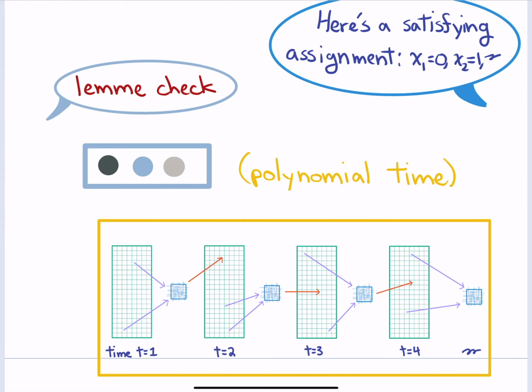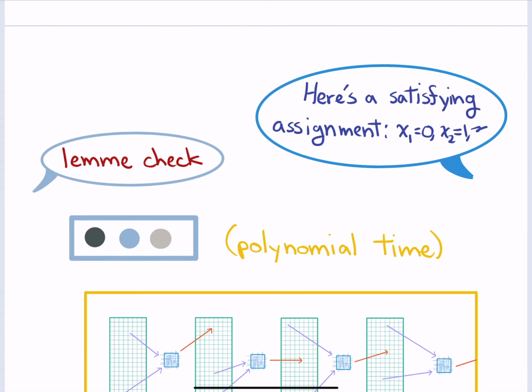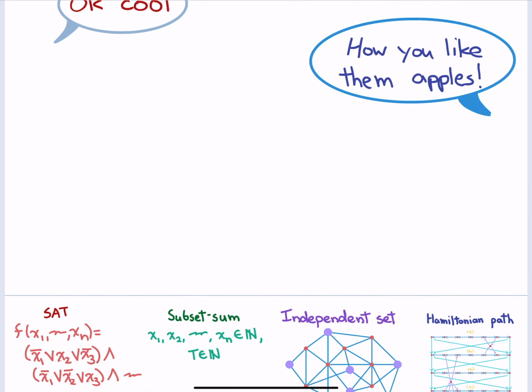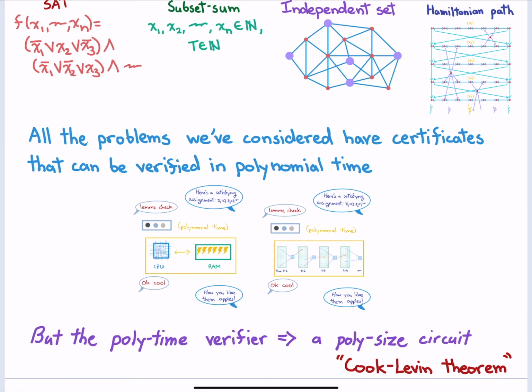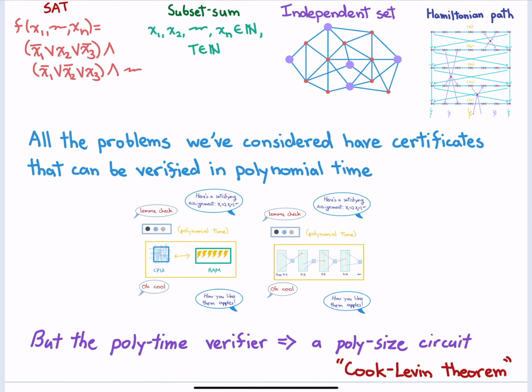Okay, so what does that all mean? Okay, so all the problems we've considered have certificates that can be verified in polynomial time, and a polynomial time verifier implies a polynomial sized circuit. So for any search problem, there exists a polynomial sized circuit to verify a certificate. The existence of an algorithm gives us the existence of a circuit.